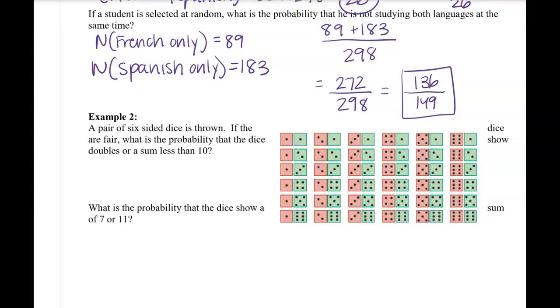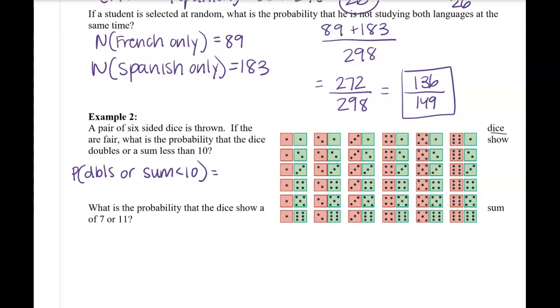So now we have a pair of six-sided dice is thrown. If the dice are fair, meaning they're not weighted in some way, you assume you have an equal probability of getting each of the six sides. What's the probability that the dice show doubles or a sum less than 10? So we're looking for the probability of doubles or a sum less than 10. We're looking at all of our options here that have doubles or a sum less than 10.